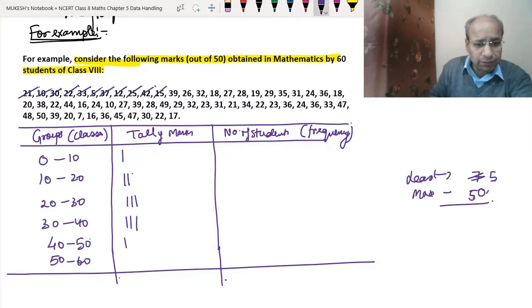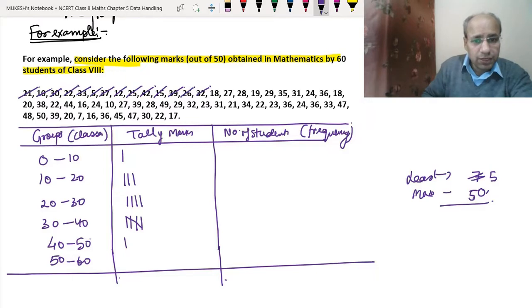15 will come between 10 and 20. 39 will come between 30 and 40. 26 will come between 20 and 30. 32 will come between 30 and 40. Since we have already made the 4 lines, we will just make a block of it.